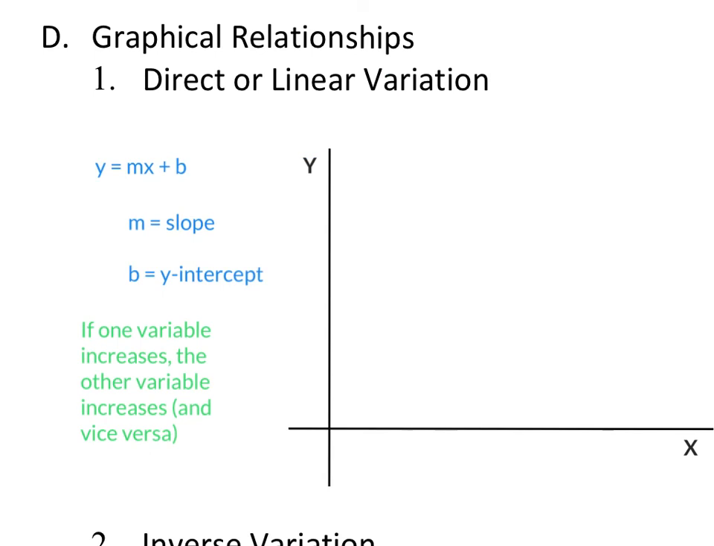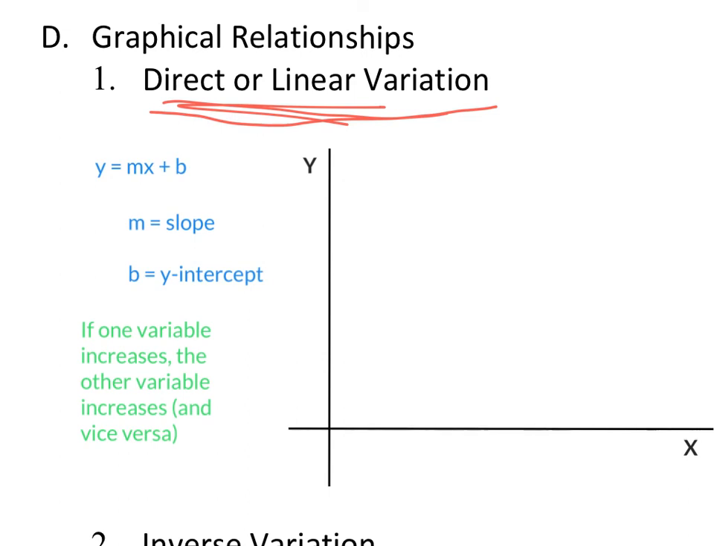Next, I'm going to walk you through some of the graphical variations that you're going to see this year and give you a rough sketch of what those graphs should look like. The first one, and probably the most common one that you see, is going to be direct or linear. Sorry, that wasn't a very straight line. I meant to underline that. So direct or linear. When you see a direct or linear graph, it's going to be a straight line.